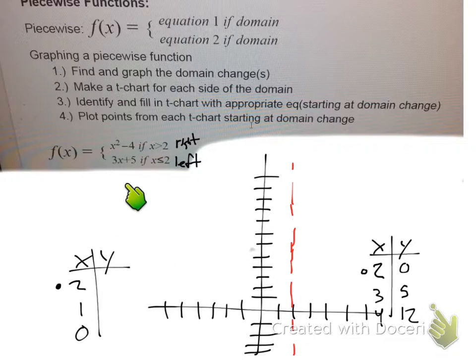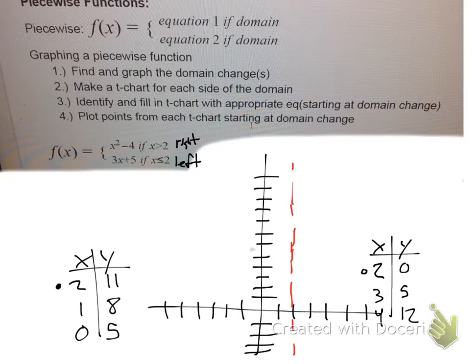On the bottom, 2 times 3 plus 5. 1 times 3 plus 5. 0 times 3 plus 5, 5. Notice why I made my graph a little bit taller? I kind of knew there were values that are a little bit taller in this one. So guess what? Just graph them.